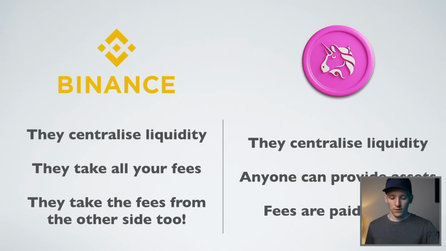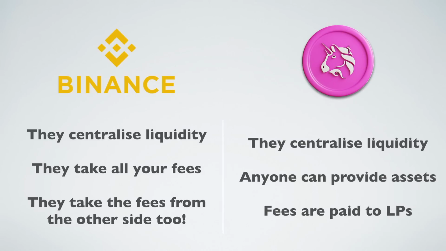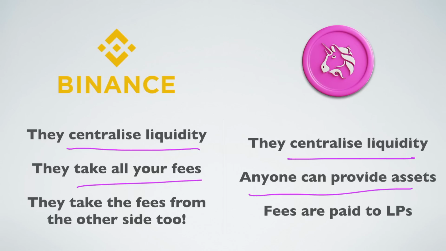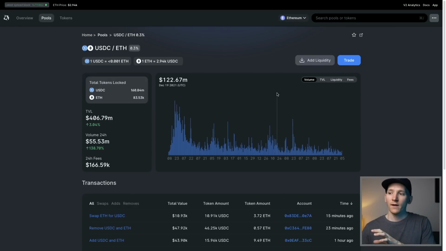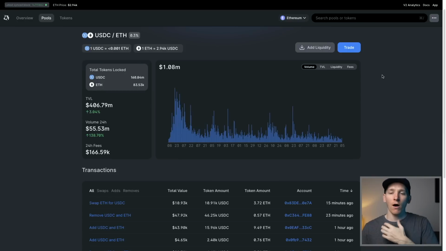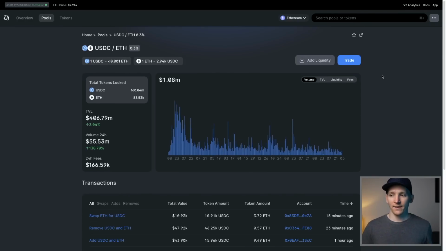What is the difference between Binance and Uniswap then? They both centralize liquidity, but the key difference is Binance takes all of the fees, and on Uniswap, anyone can provide assets. This is a centralized liquidity venue. However, I can add my assets and I get the fees rather than Binance taking everything.